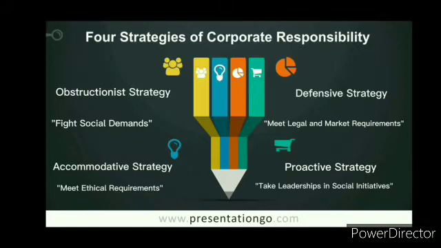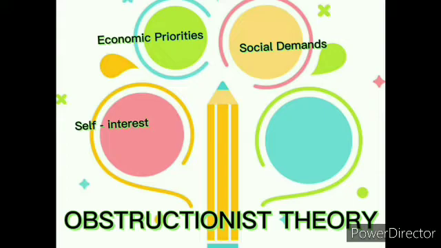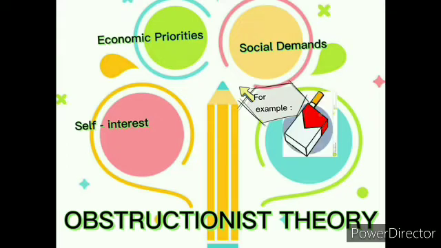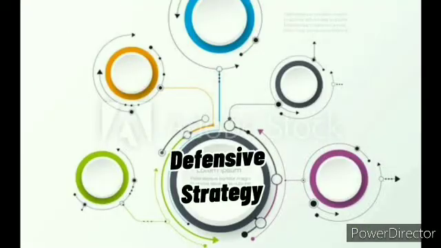Let's talk about the first strategy. It focuses mainly on economic priorities. Social demands lying outside the organization's perceived self-interest are resisted. For example, cigarette manufacturers tried to minimize the negative health effects of smoking for decades until indisputable evidence became available.